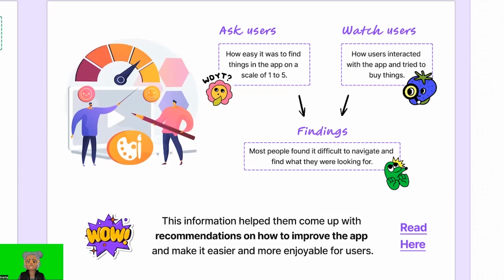By doing this research, the researchers were able to identify some problems and pain points that users were experiencing. This information helped them come up with recommendations on how to improve the app and make it easier and more enjoyable for users. We've just explored the user research conducted in the HKTV Mall app case study. It's fascinating to see how they utilized different research methods to gather valuable insights for improving the user experience.